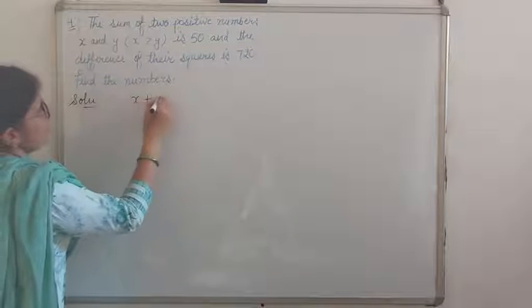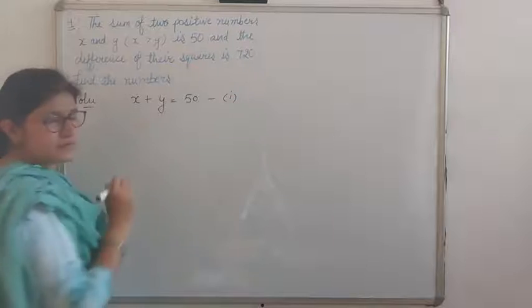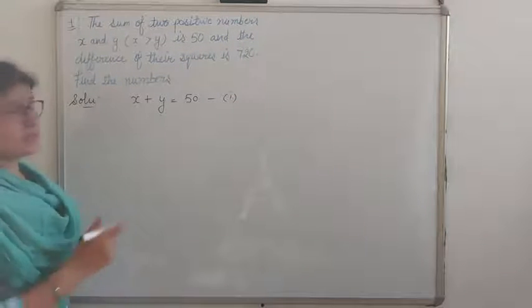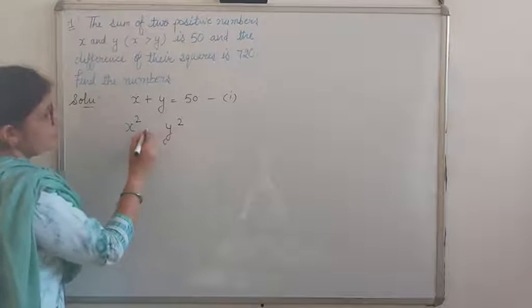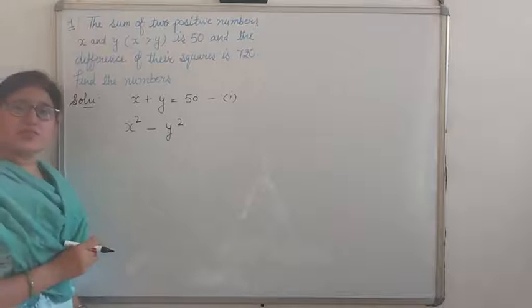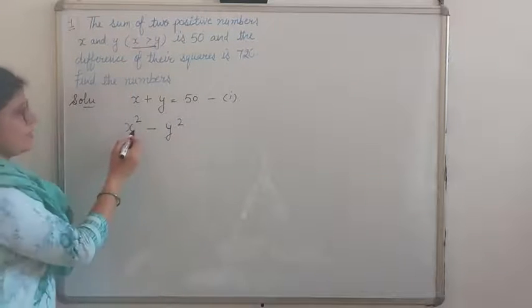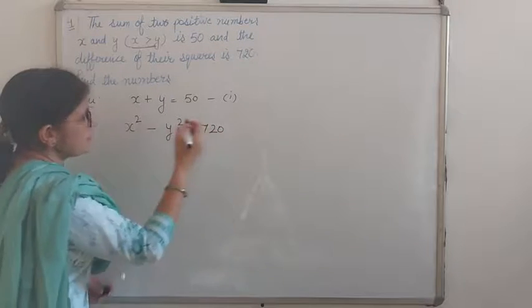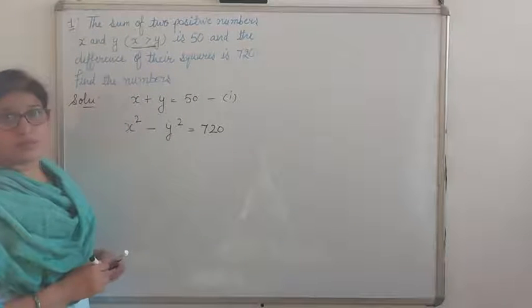X plus y is 50. This is given. What more is said? And the difference of their squares, x square minus y square. Why are we taking x square first? Because x is greater than y. X square minus y square is 720. Using this information, you have to find both the numbers.